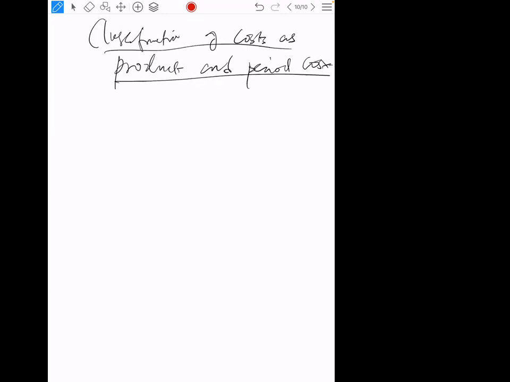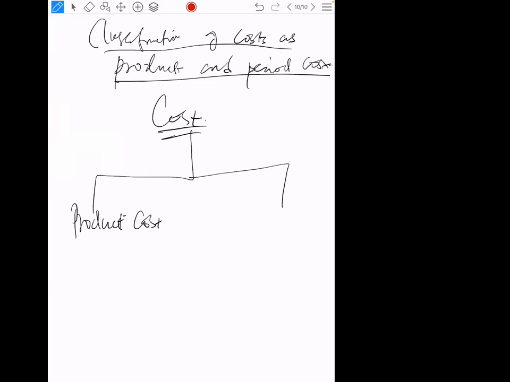So now, if you've got a cost there, according to this, they say you can classify it as either a product cost, of which you now know what is a product cost, or a period cost. That's another classification that we have.